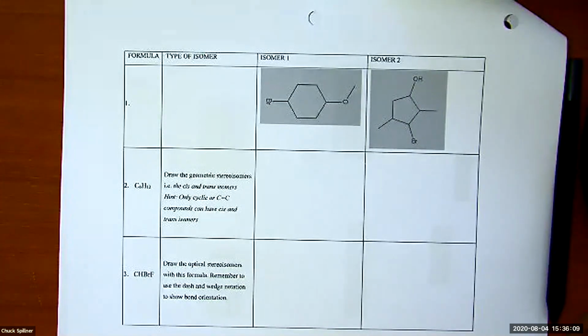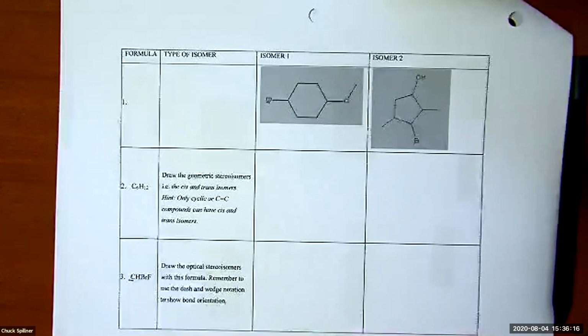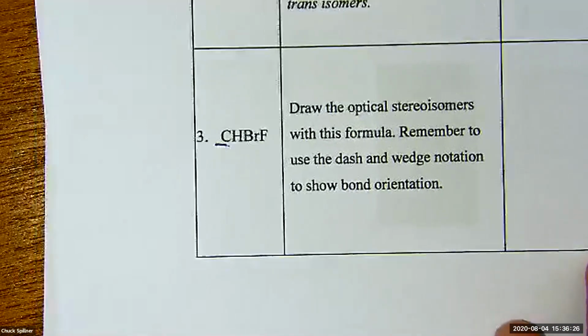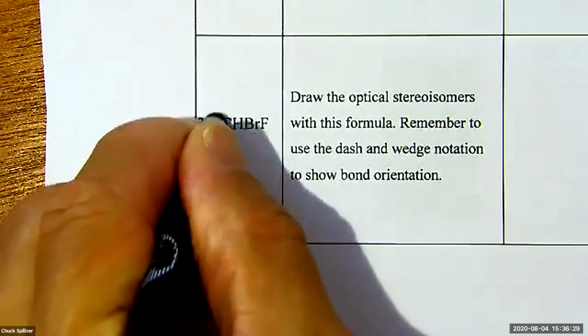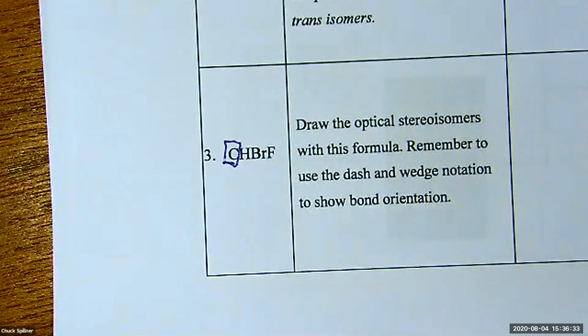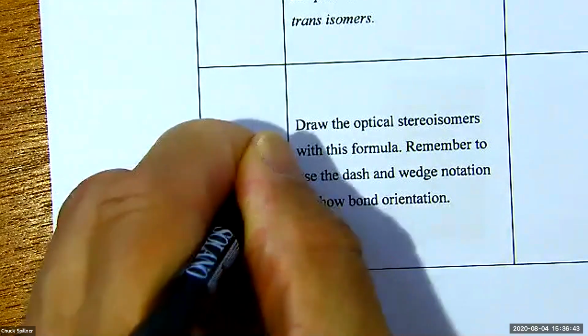So problem 3 is a compound with a stereocenter. So I'll just circle this. Let me zoom in on this a little bit. So here's your stereocenter, problem 3. It's that carbon in the middle. And then you have 4 ligands, CHBrF. That's not enough ligands, so I'm going to have to add a Cl.